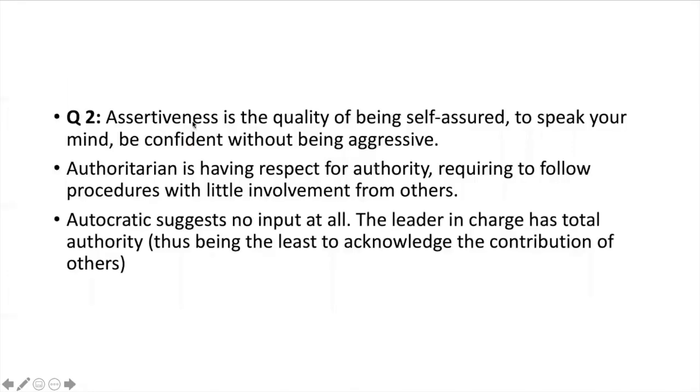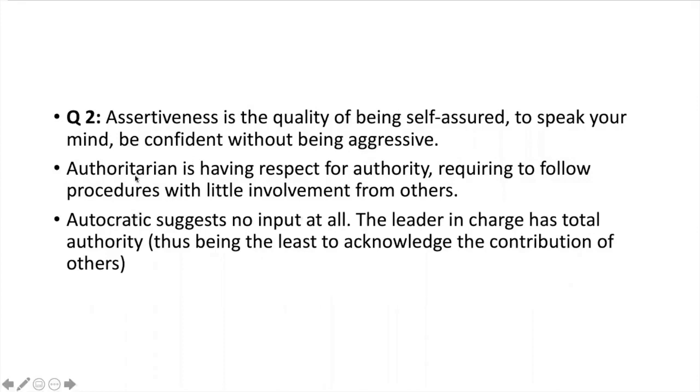It cannot be assertive because people do speak their mind. There may be confidence there in what they say, but they're not really aggressive. That doesn't mean, of course, that leaders do not agree or give any attention to their subordinates.